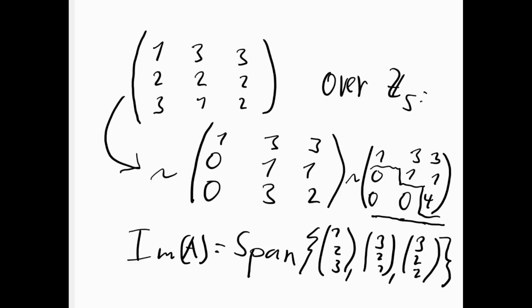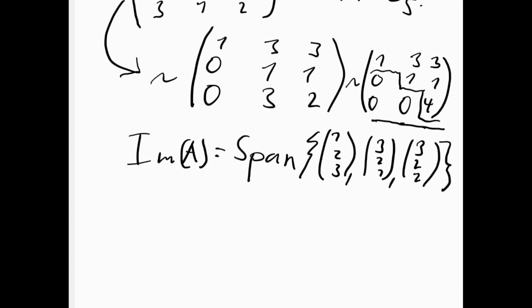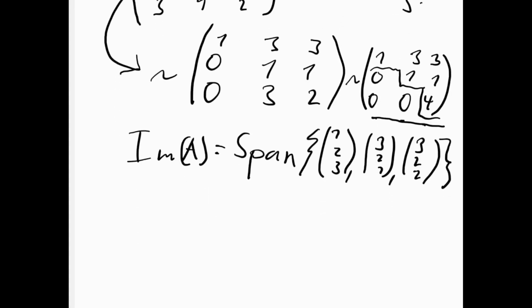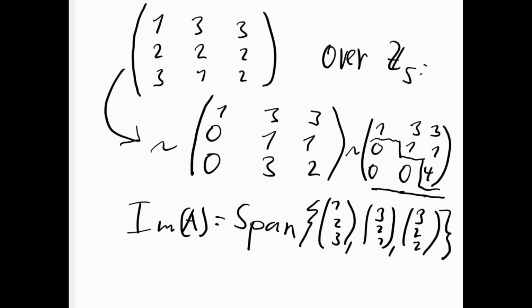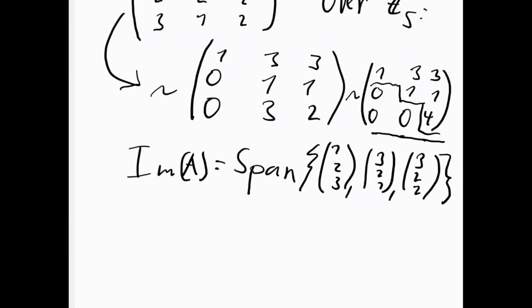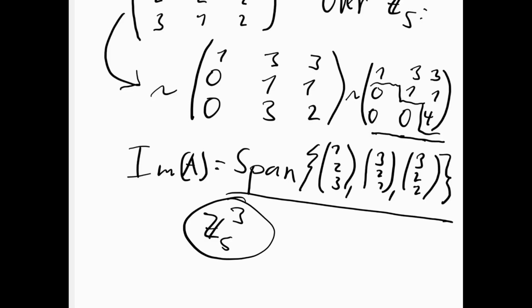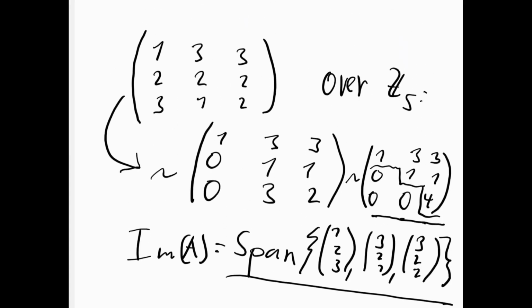Well, and because the dimension of the matrix matches Z5 to the third, that means the span of these 3 is actually the whole Z5 to the third. So that's a way to see that. And also we can verify this another way.